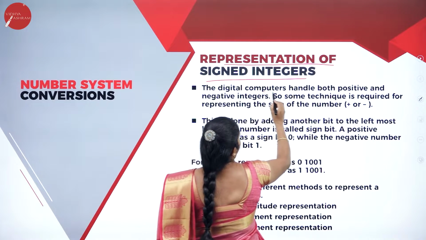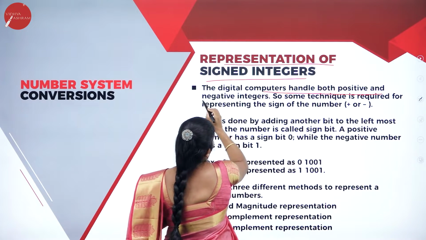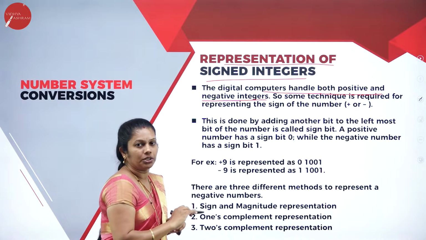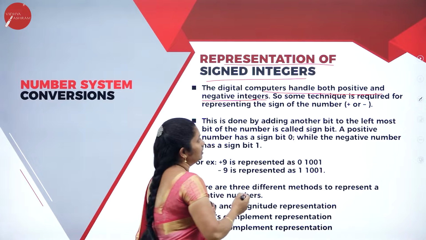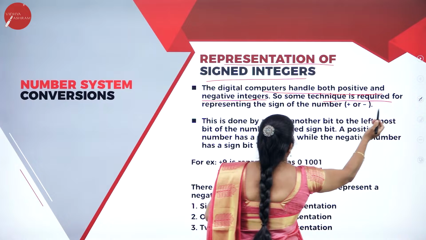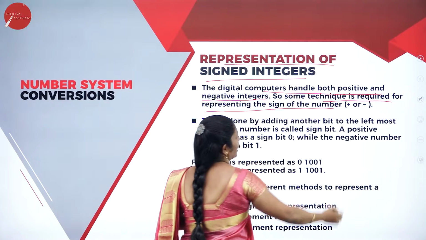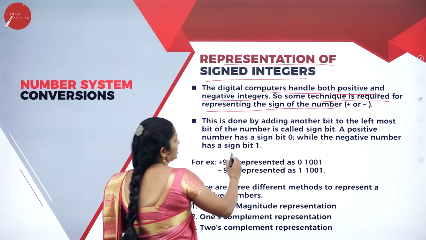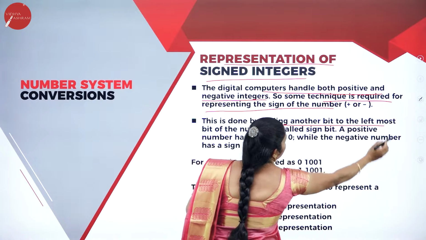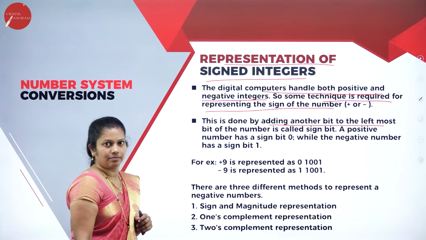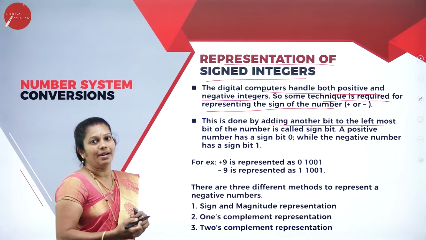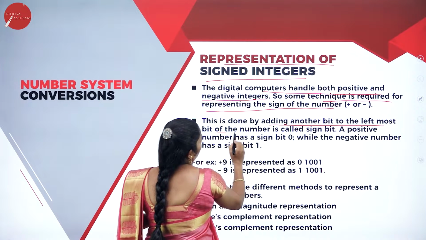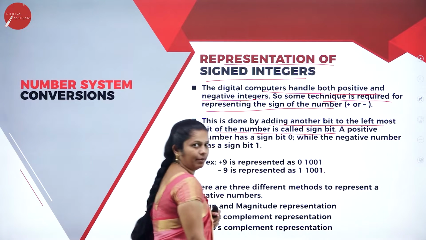Digital computers handle both positive and negative integers. So some technique is required for representing the sign of a number, whether it's positive or negative. This is done by adding another bit to the leftmost side. We have to add one more extra bit at the left side of the binary number. The leftmost bit of the number is called the sign bit.